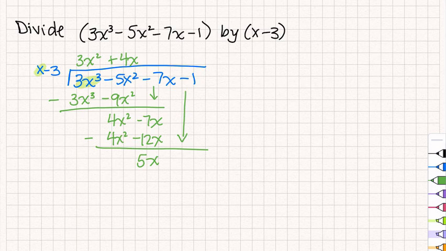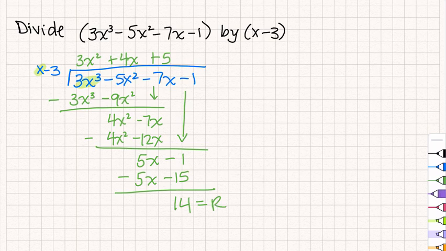So we're going to take 5x divided by x, and we get 5. Then we're going to take 5 and multiply it by x minus 3, and we get 5x minus 15, and then we're going to subtract. 5x minus 5x is 0, so you can leave it blank. Negative 1 minus negative 15, we get 14. There's nothing else to bring down, so this 14 is in fact our remainder.